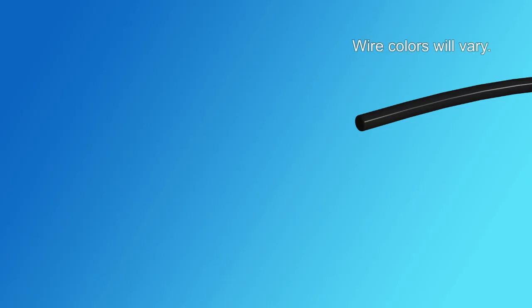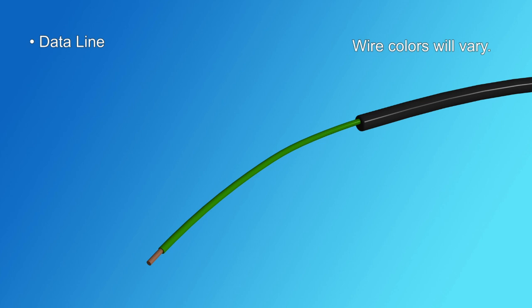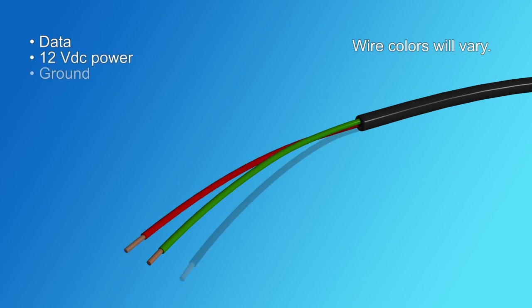SDI-12 stands for Serial Data Interface at 1200 baud. You can read the full specification at www.sdi-12.org. Some smart sensors can communicate with your Campbell Scientific data logger using this SDI-12 protocol. All SDI-12 sensors have 3 wires: a data line that's used for transmitting and receiving information, a 12-volt DC power line, and a ground line. You can read more about programming your data logger to read an SDI-12 sensor in the CRBasic Help. Take a look at the SDI-12 recorder instruction.